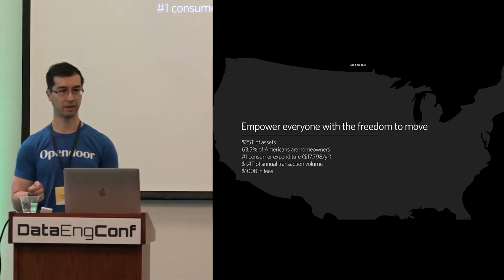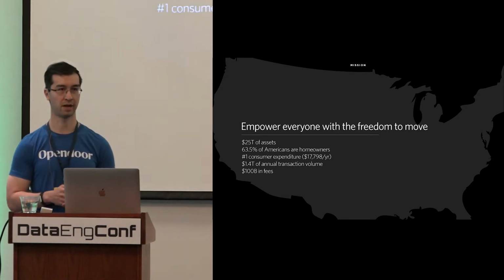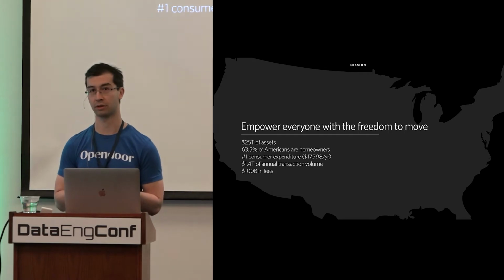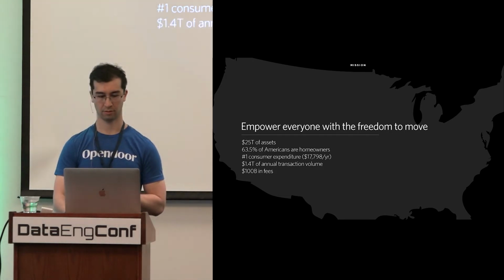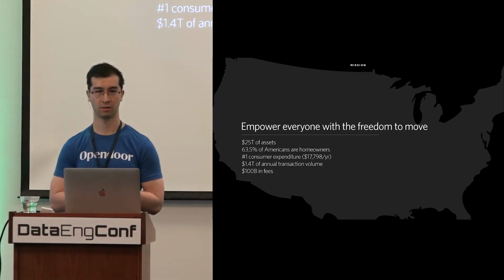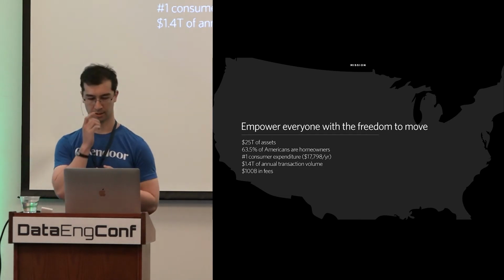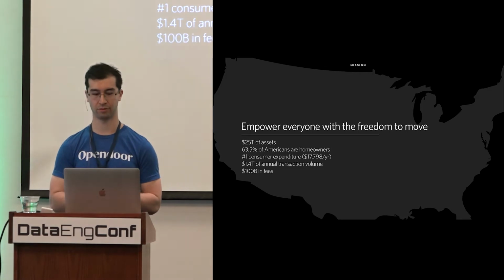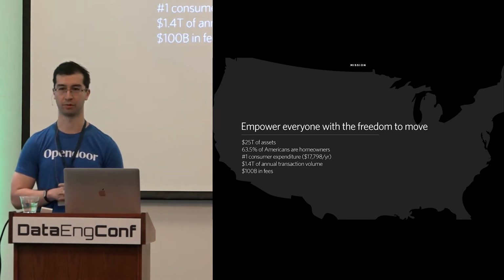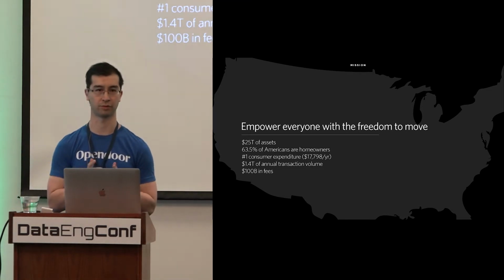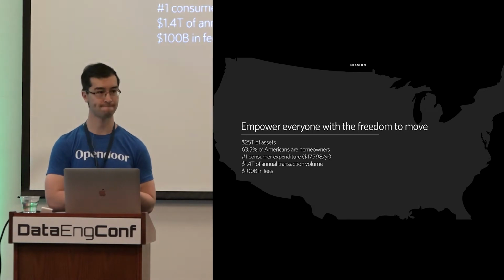And it's what people spend the most money on. Every year, you spend an average of $20,000 a year on housing costs. And people buy and sell a lot of houses, $1.4 trillion in aggregate in the United States. And the fees alone are mind-bogglingly large numbers. $100 billion goes to realtors as commission.